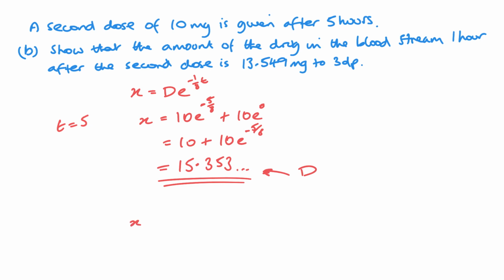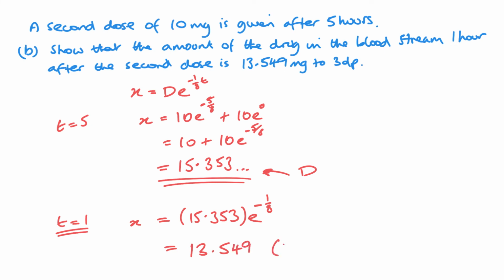So then I'm looking at when t is now an additional hour. So x equals 15.353 multiplied by e to the minus 1/8 t, where t is equal to 1. So it's e to the power minus 1/8. And putting this in my calculator, I get 13.549 to 3 decimal places.